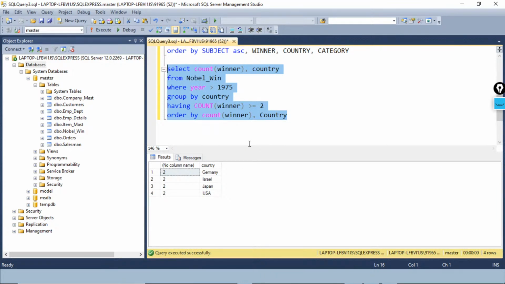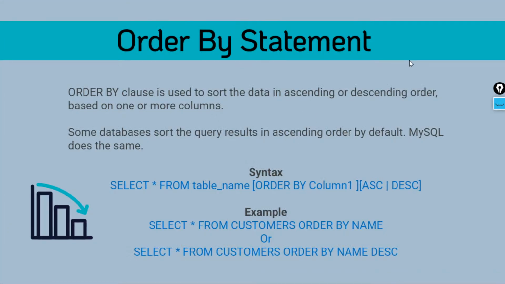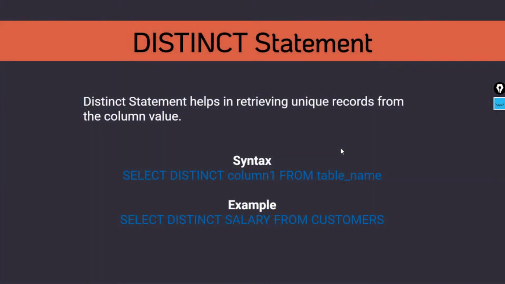So here we have countries where the winners are more than or equal to 2. In Germany they have 2 winners. In Israel they have 2 Nobel Prize winners. In Japan and USA as well, they have 2 Nobel Prize winners. So this is exactly how we can put all the statements together to achieve the output for our desired question. Now that is how the order by statement works. Let's go on to the next one.